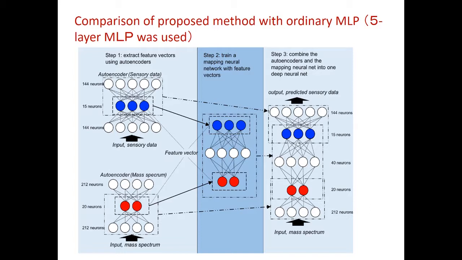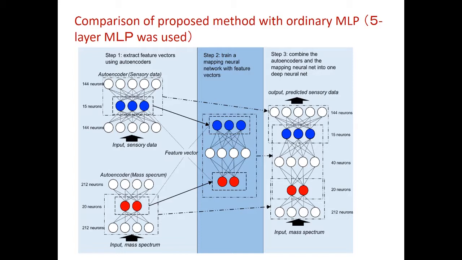The MLP, multi-layer perceptron, is trained using the backpropagation method, and conventional backpropagation is also available, so we compare the performance. In this case, for simplicity, a three-layer autoencoder and three-layer MLP in the middle part is used.